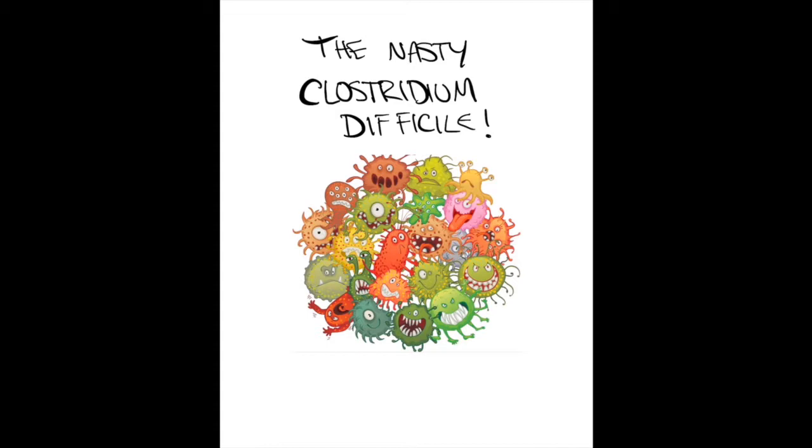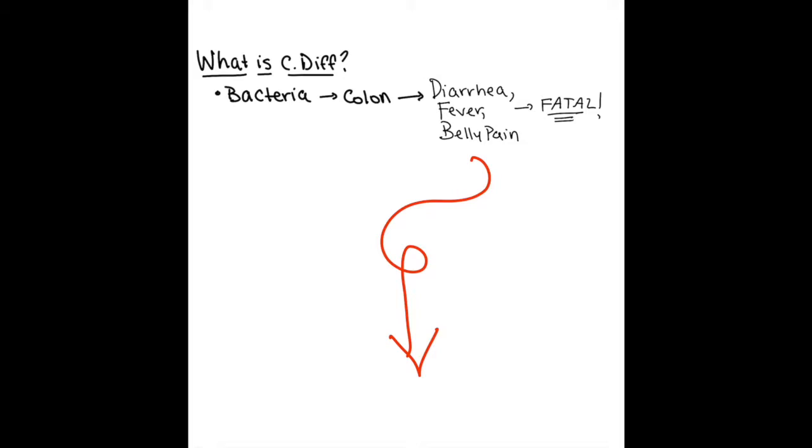Today, we are excited to talk about the nasty Clostridium difficile epidemic. Now, before we go into our catalyst paper, let's talk about what exactly is C. diff. C. diff is a bacteria that infects the colon of patients and can cause symptoms such as diarrhea, fever, and belly pain. Essentially, this thing could become fatal. And this is where our catalyst paper comes in.